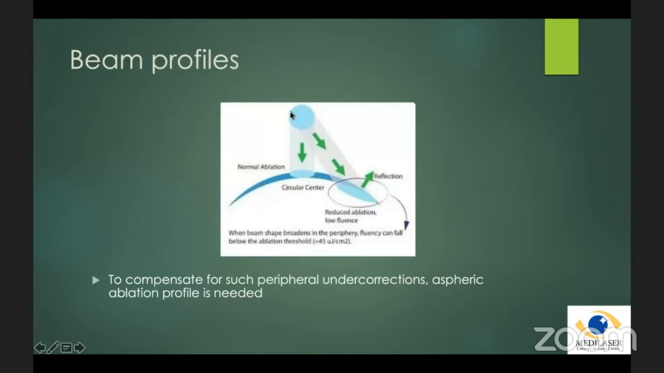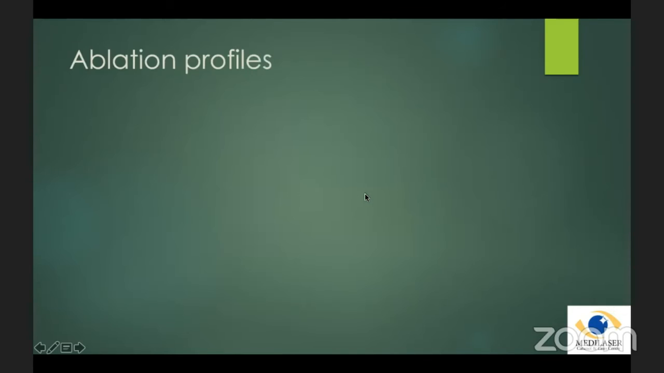Also, laser beams are perpendicular only at the corneal apex, while they are oblique at the periphery, and that would lead to the treatment being spread out over a larger area and a lower fluence towards the periphery. So there could be undercorrections at the periphery, and this could also be an issue in hyperopic treatments. So nowadays, what we prefer are aspheric profiles, which compensate for undercorrection at the periphery.